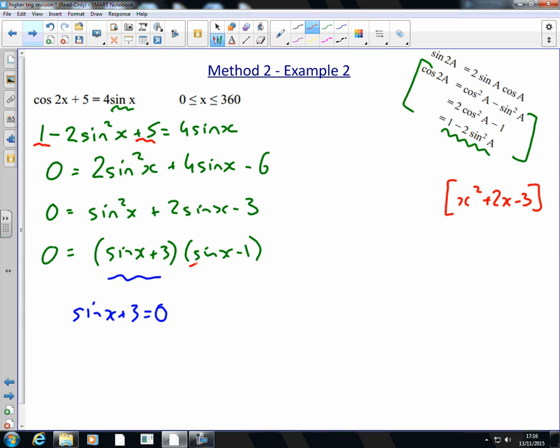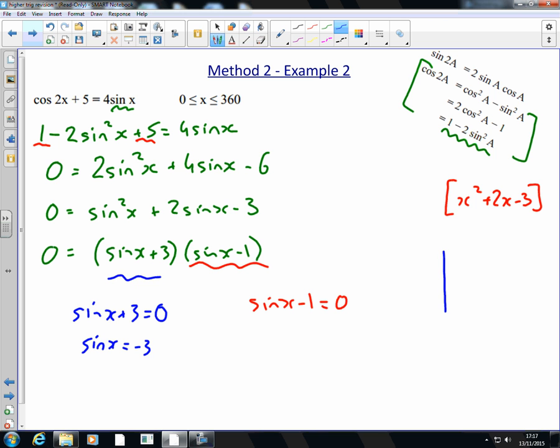And that one gives me sine x minus 1 equals 0. So let's look at the blue strand. That means sine x equals negative 3. Now you type that on your calculator. If you've got a calculator, I'll tell you it's a math error, and we know why.